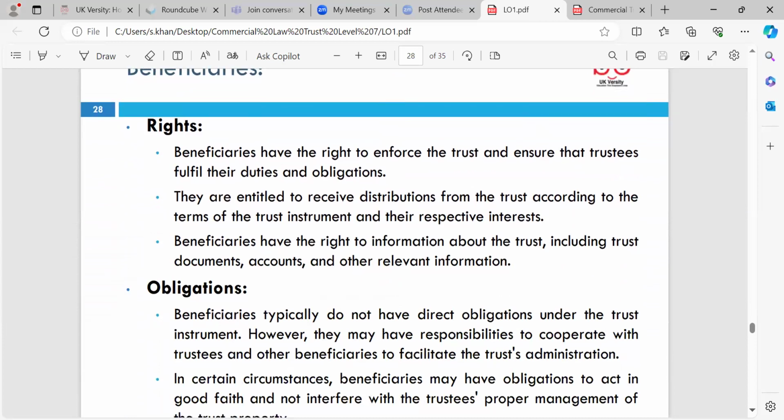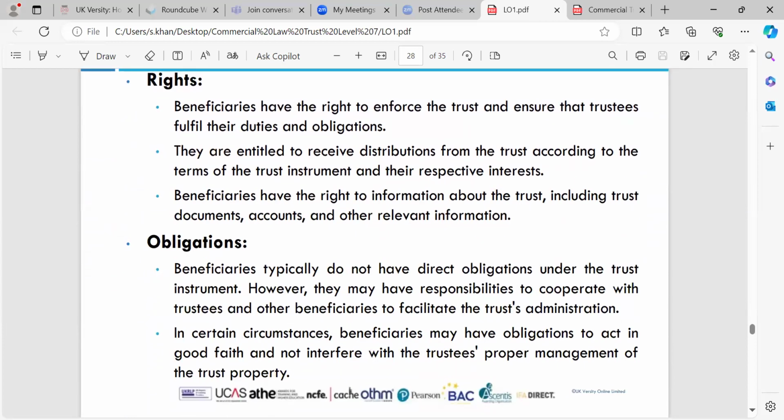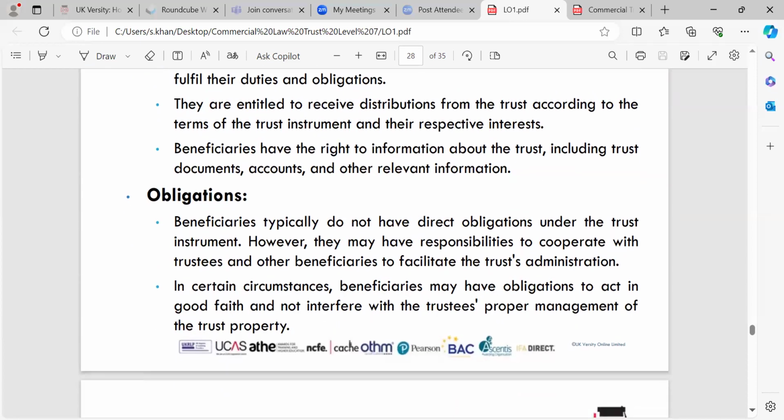The beneficiaries' rights. So beneficiaries have the right to enforce the trust and ensure that trustees fulfill their duties and obligations. They are entitled to receive distributions from the trust according to the terms of the trust instrument and their respective interests. Beneficiaries have the right to information about the trust, including trust documents, accounts, and any other relevant information that is needed. The obligations of the beneficiaries. Beneficiaries typically do not have direct obligations under the trust instrument. However, they may have responsibility to cooperate with the trustees and other beneficiaries to facilitate the trust's administration.